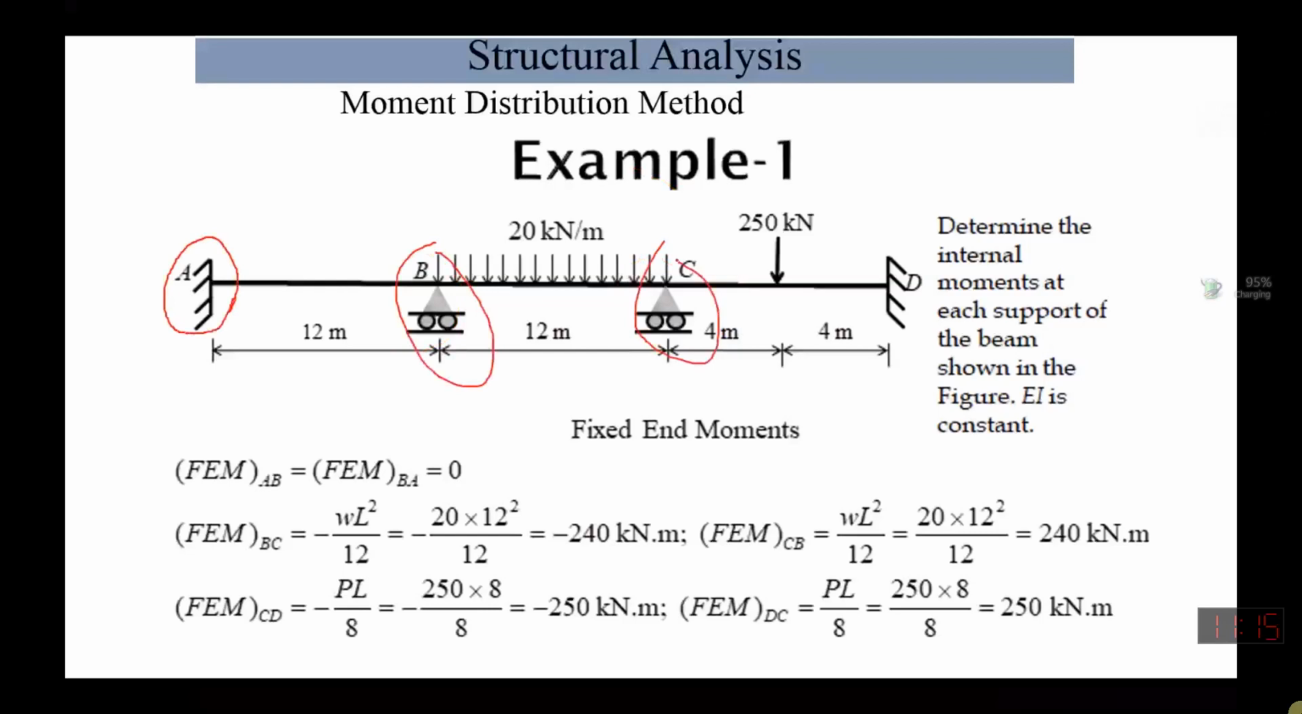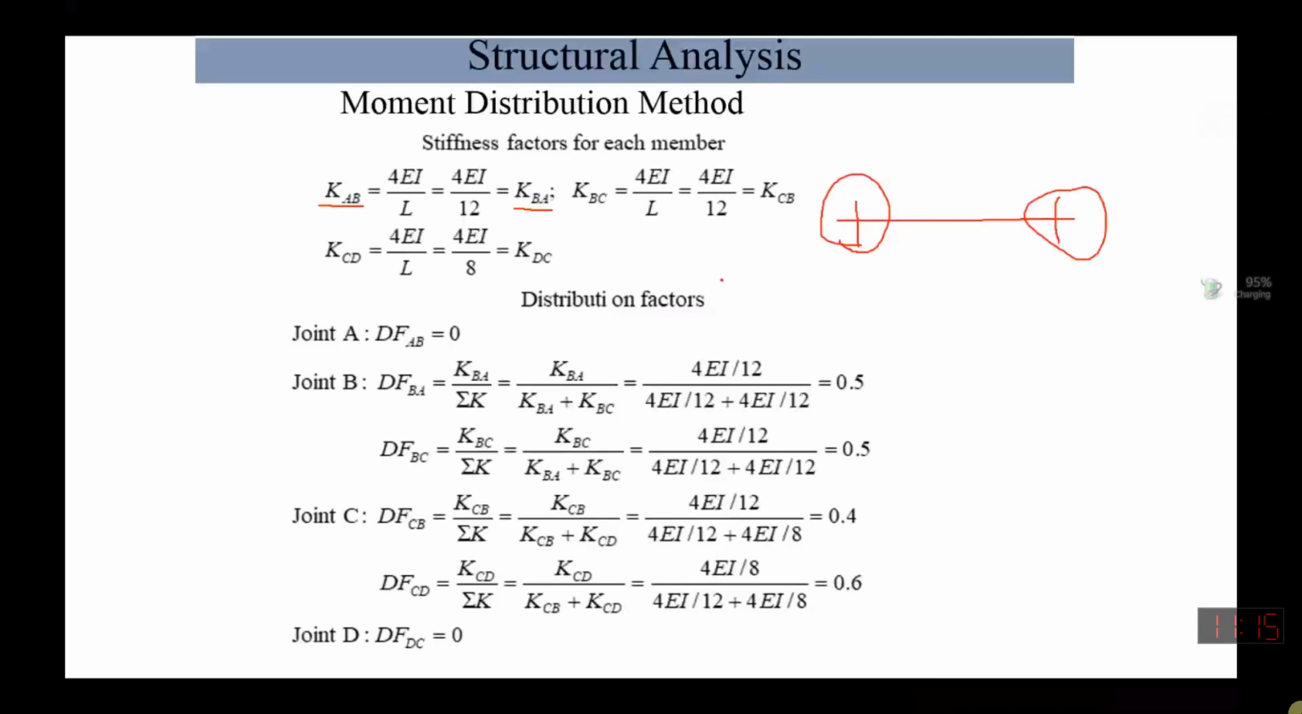So the distribution factor for this first support, for this support, will be equal to 0 because it is our fixed support. So why is it 0? Because the stiffness of the far end of the fixed support is infinite. Just as we have discussed.